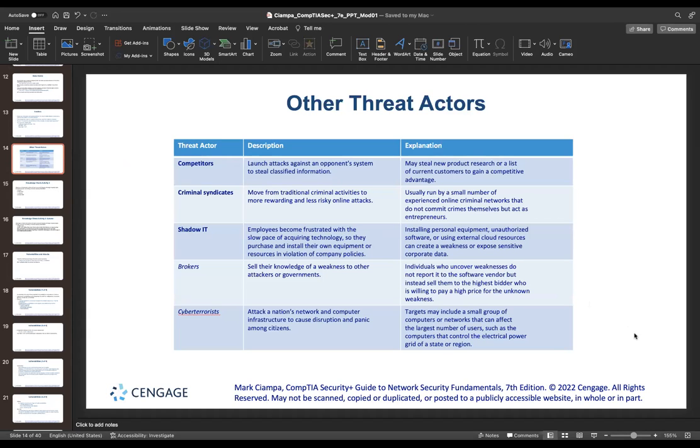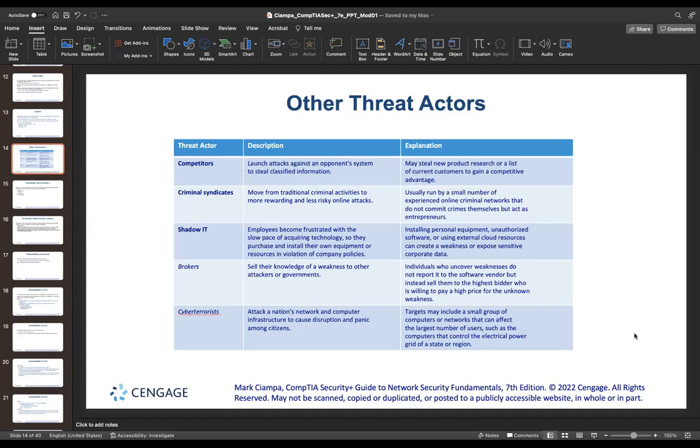The shadow IT, this is one of the biggest problems of the companies who try to tighten the security too much, and therefore their IT procedures are complicated, lengthy, and not effective. So then installing personal equipment, unauthorized software, or using external cloud resources can create a weakness or expose sensitive corporate data. Like when they don't let you use a printer and you really want to print something and it takes 2 days for them to come and install a printer in your room, you possibly are going to send it to your Google Drive, then go with your own personal account and print it, right? But you're basically breaking the security perimeter that they have around their IT and digital world.